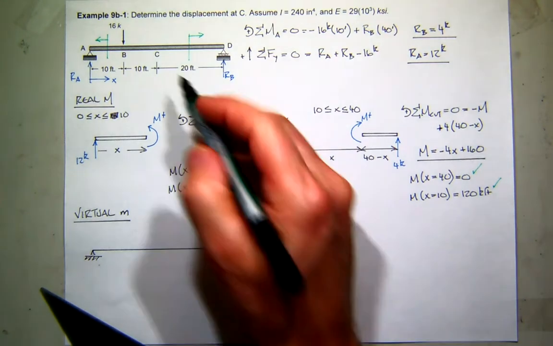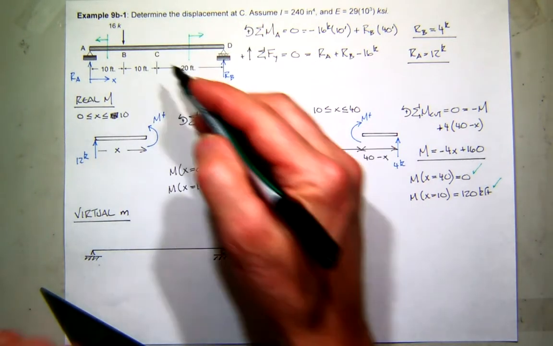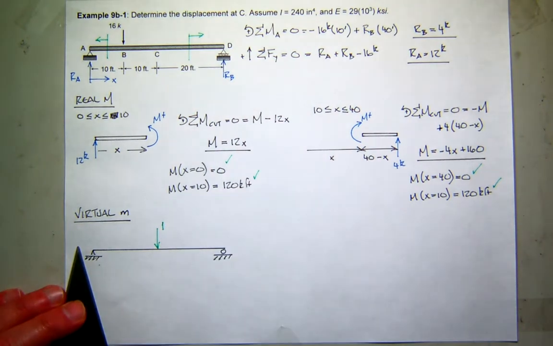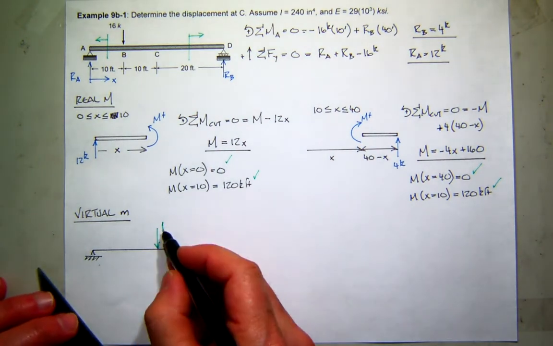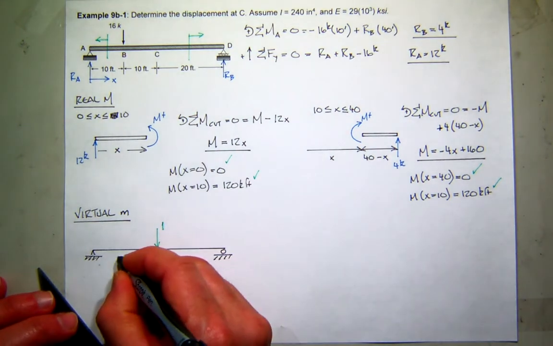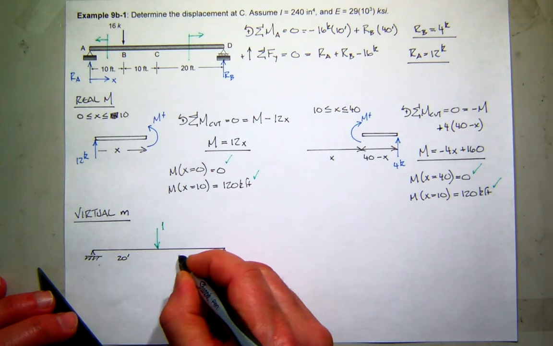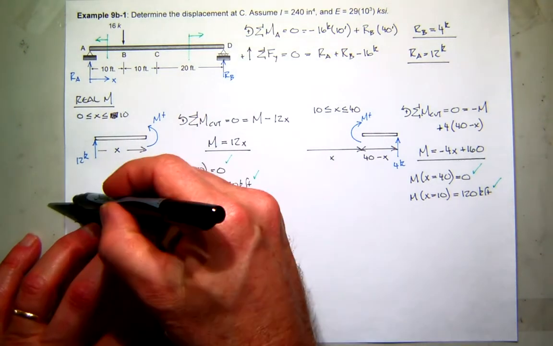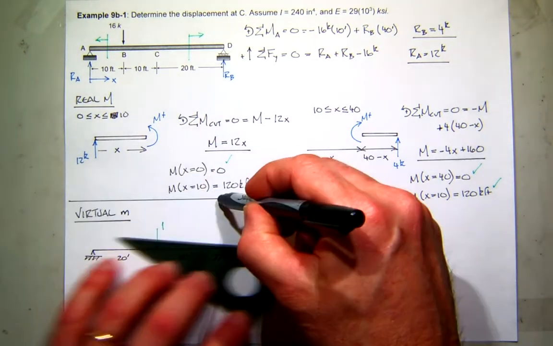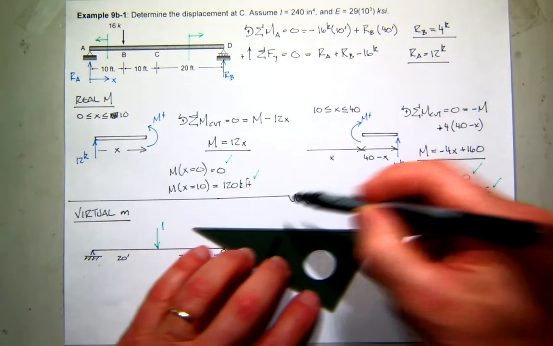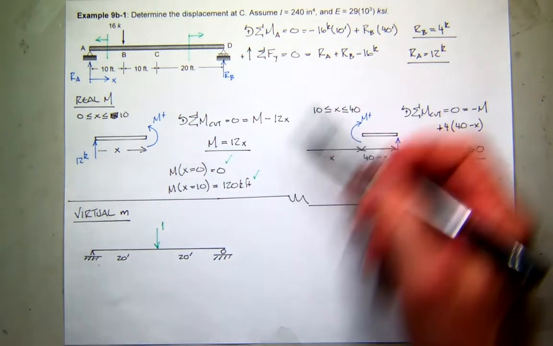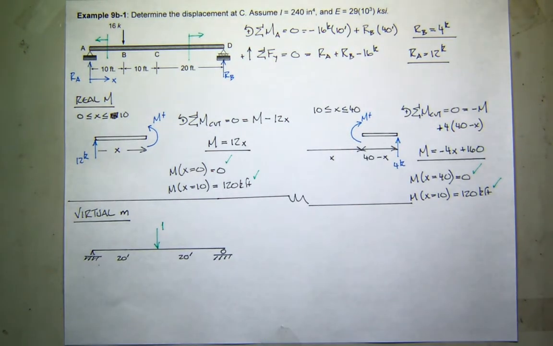It says I want the displacement at C. C is right in the middle. So my virtual load now is right in the middle of unit 1, or value 1, no dimension, and that will be at 20 feet and 20 feet. So now it's like you're working a whole new problem. In fact, I'll kind of put a little squiggly line here, kind of separate that from this.